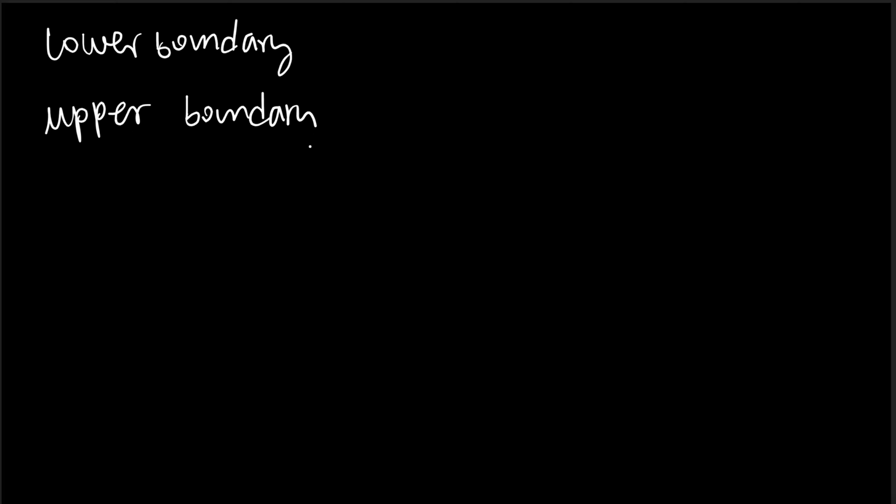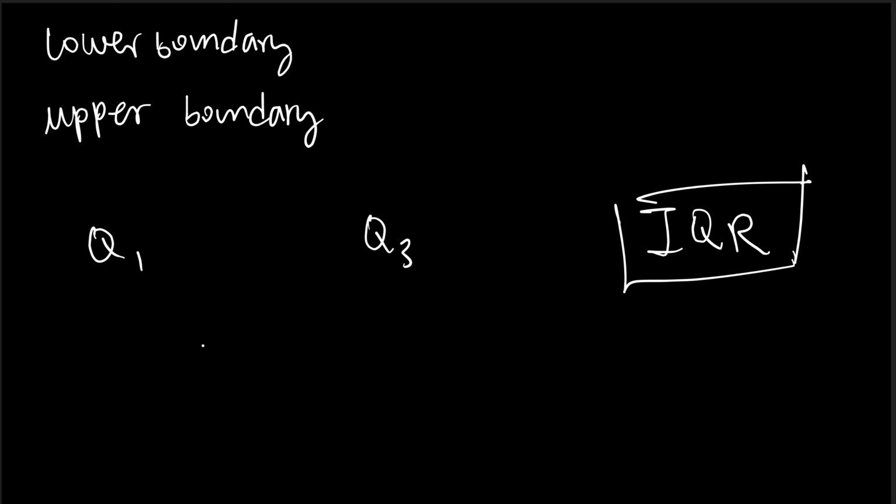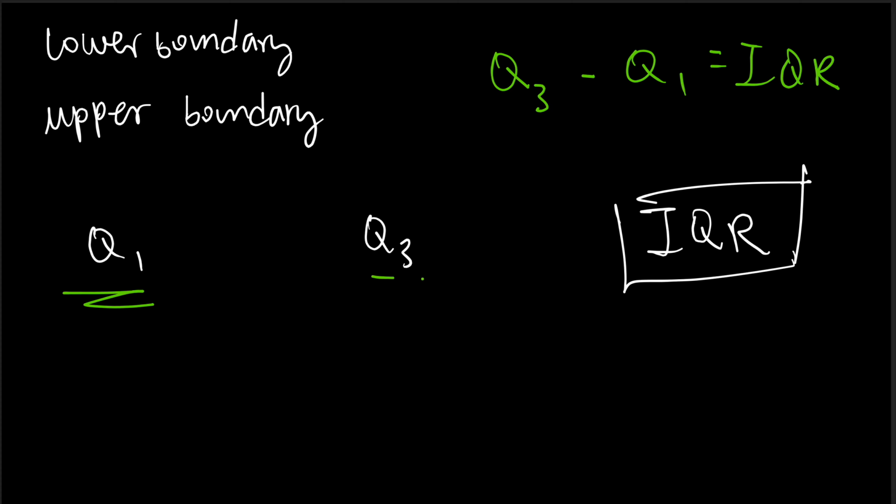And to calculate each of these boundaries, you need to know three things. You need to know the lower quartile, the upper quartile, and you need to know the interquartile range. To find the interquartile range, you just do Q3 minus Q1. Upper quartile minus the lower quartile gives you the interquartile range. So you need to be provided the lower and the upper quartile in order to calculate the boundaries and therefore the outliers. What's the lower and upper quartile?